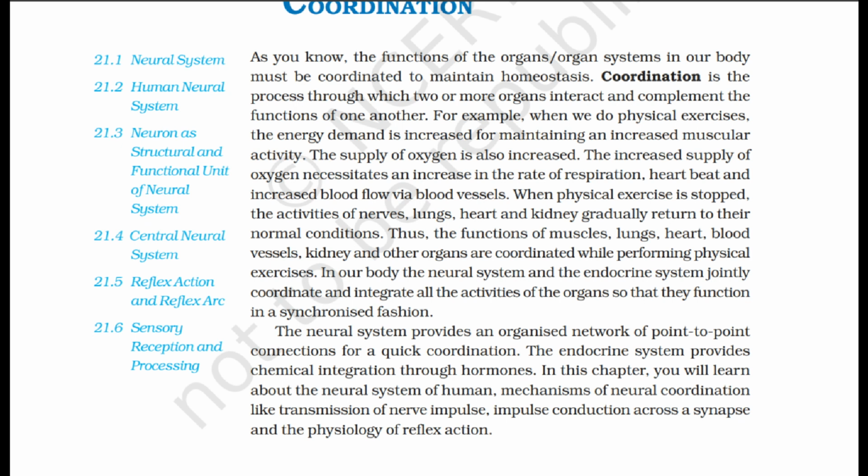In our body, the neural system and the endocrine system jointly coordinate and integrate all the activities of the organs so that they function in a synchronized fashion. The neural system provides an organized network of point-to-point connections for a quick coordination. The endocrine system provides chemical integration through hormones. In this chapter, you will learn about the neural system of human, mechanisms of neural coordination like transmission of nerve impulse, conduction across a synapse, and the physiology of reflex action.